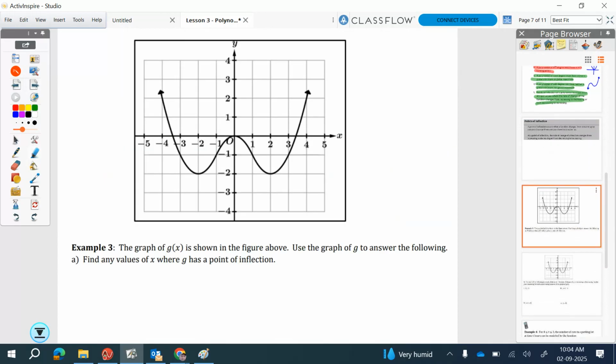Example 3. The graph shows G as a figure. We can use G to answer the following question. Find any value of x where G has a point of inflection. Can we see a point of inflection? How many points of inflection can we see? Let's have hands in the air. 0, 1, 2, 3, 4. Can we see hands in the air on this one? Votes.